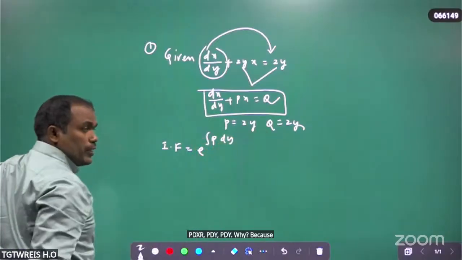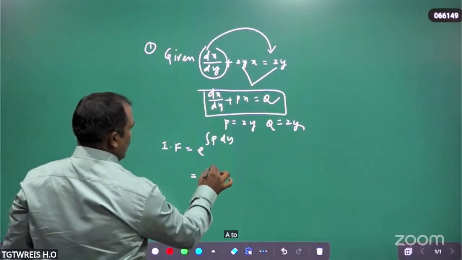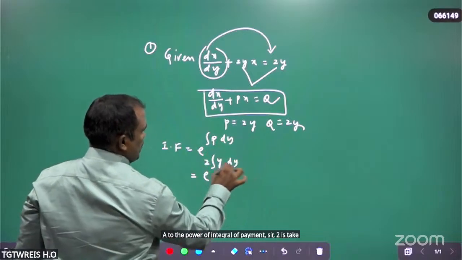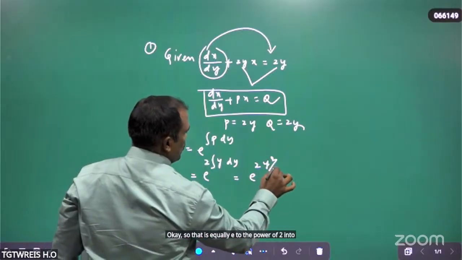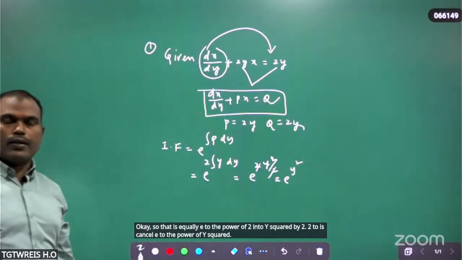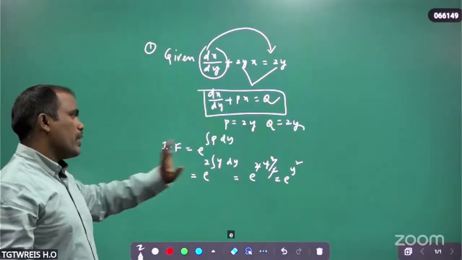Because p and q are in terms of y only, now I am writing e to the power of integral of p. 2 is taken outside, y dy. So that is equal to e to the power of 2 into y square by 2. 2 is cancelled, e to the power of y square. So the integrating factor of the given linear in x is e to the power of y square.